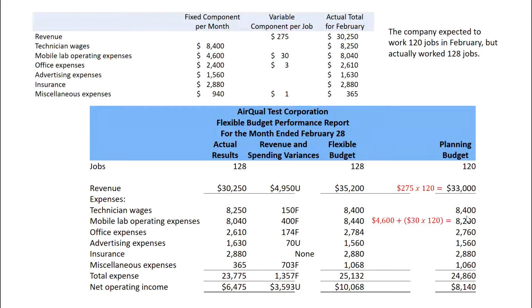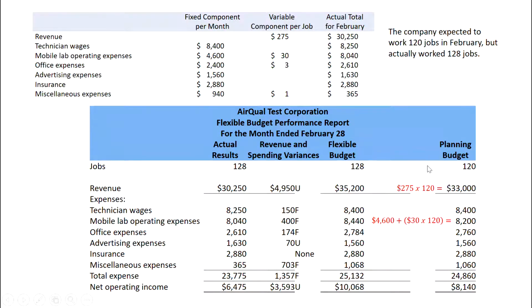On the other hand, those mobile lab operating expenses, $4,600 fixed component plus the $30 variable cost per unit times 120 jobs is $8,200. Again, add up all our total expenses, $24,860. Compare it to our planning or static revenue of $33,000, and we get a planned net operating income of $8,140 when we were originally planning on just selling 120 jobs.